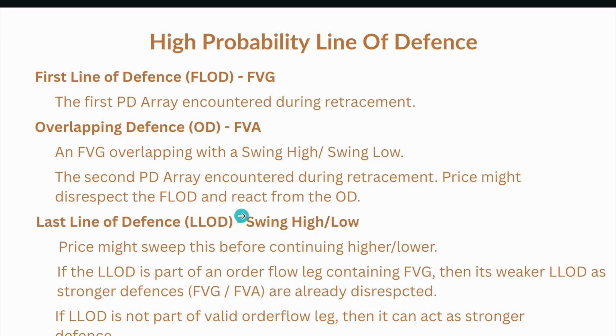What is last line of defense? It's a swing high or the swing low in the given order flow leg. So price might sweep this before continuing higher or lower. If the LLOD is part of an order flow leg containing a fair value gap and fair value area, then it's a weaker LLOD, as the stronger defenses, fair value gap and fair value area, are already disrespected. So this last line of defense is very low probability.